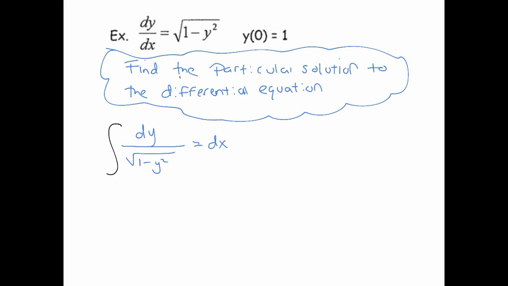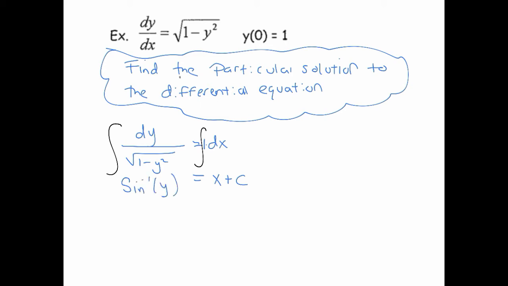You take the antiderivative of both sides. Now the right side might seem really confusing because it's so simple, but view that as 1 times dx, and the antiderivative of 1 with respect to x is just x. So I'll write x plus c there. The antiderivative of the left side, this is where some of your knowledge has to come into play. That is the derivative of sine inverse of y.